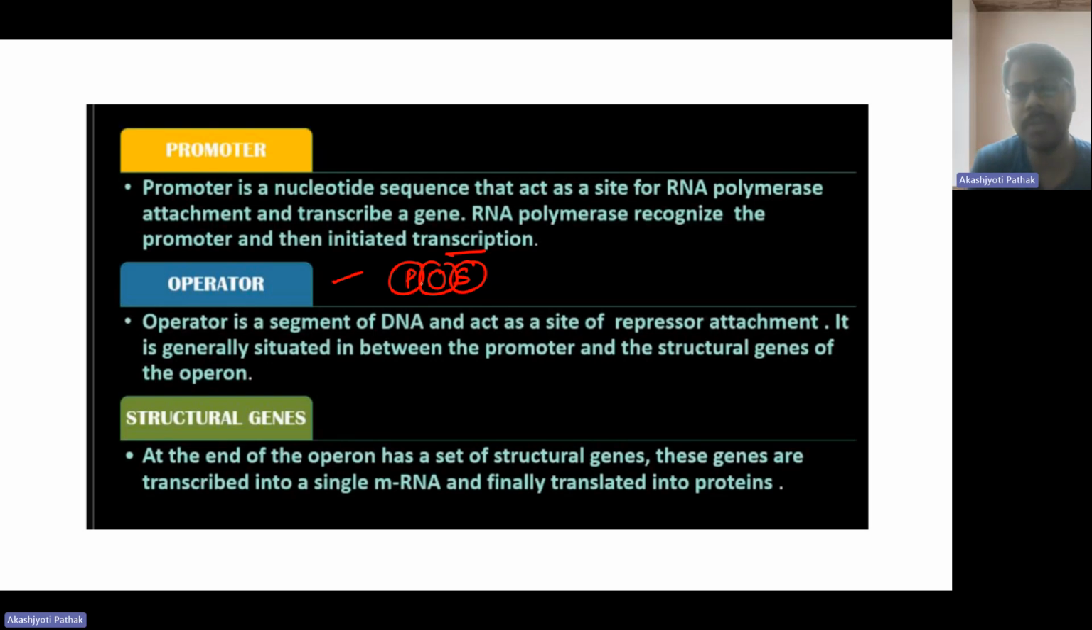It can overlap with the promoter sequence, but it is usually present between the promoter and the structural genes. And at the end of the operon, there is a set of structural genes. These genes are transcribed into a single mRNA and finally translated into proteins.